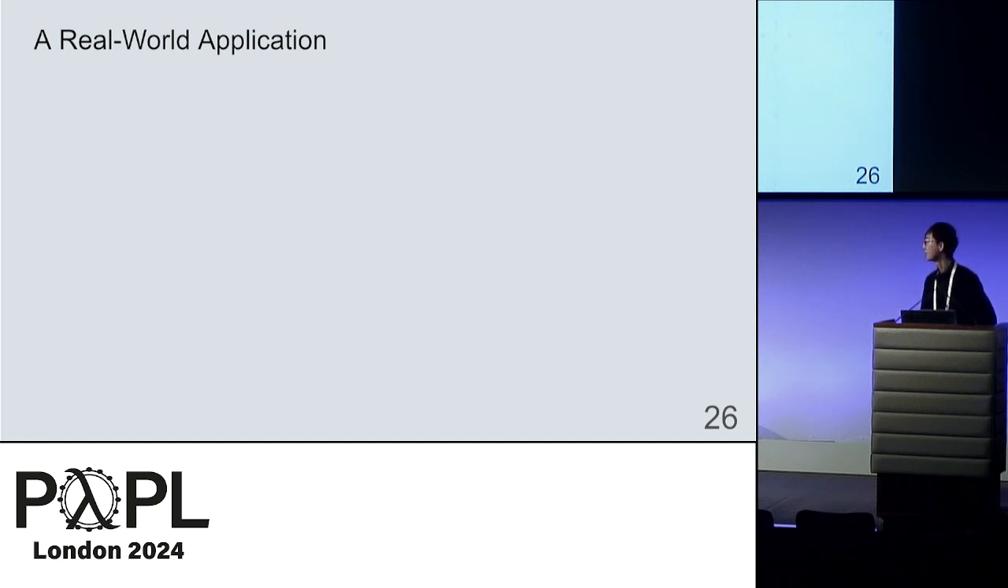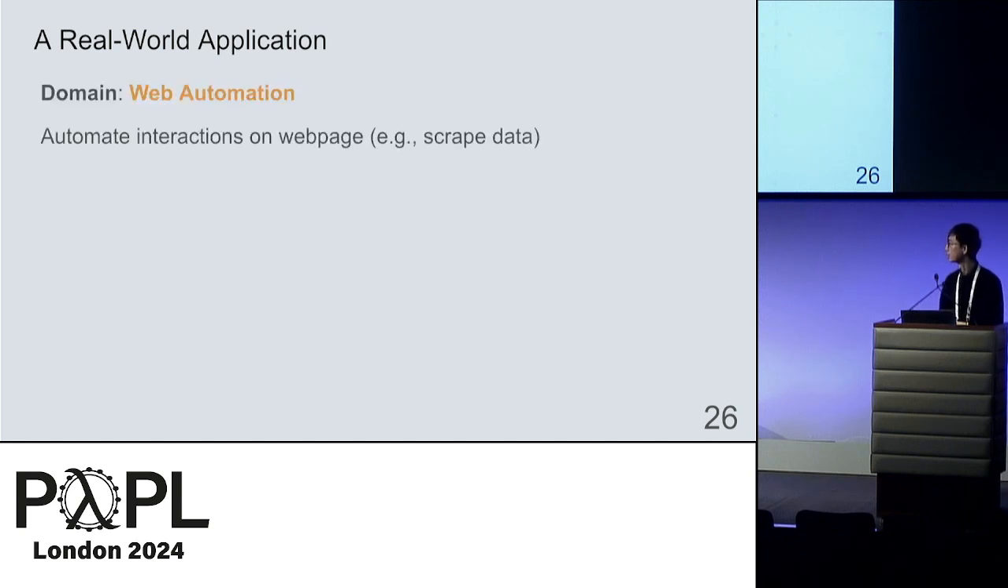So we have illustrated on a small toy language for float function. And now we want to apply it to solve a more complicated real-world problem. So we chose a domain of web automation, where the main task is to automate interactions on the web page. For example, to scrape a list of item prices on some shopping website.